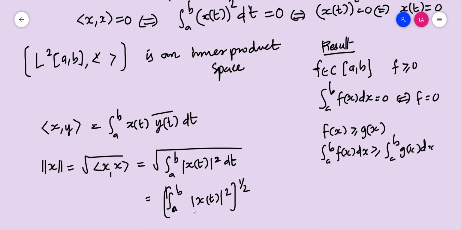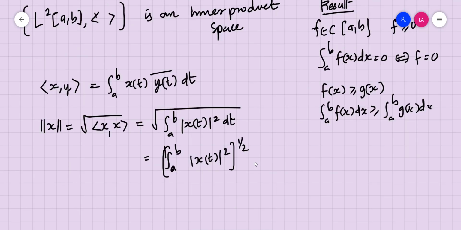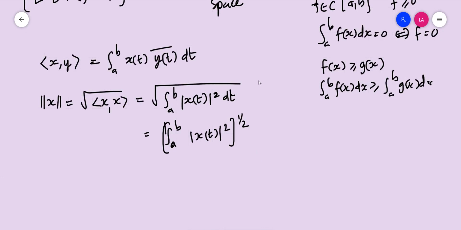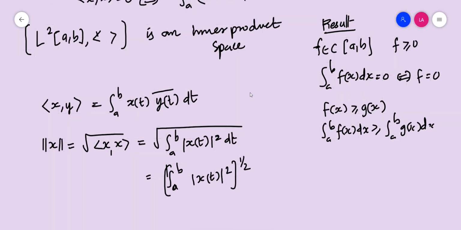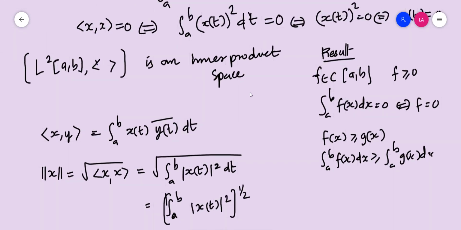So L2[a,b] is a normed space with respect to this norm, which we have defined. So all the spaces which we have studied up until now are all normed spaces. Most of them have originated from inner product spaces by defining the norm of x as the square root of the inner product ⟨x, x⟩. And the only space which violates this is the space Lp where p is not equal to 2. So these are the examples of inner product spaces. I hope you understood. Thank you.